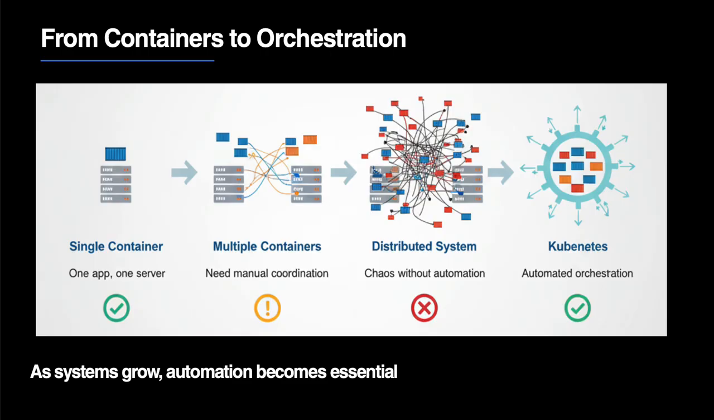You need to coordinate which containers start in what order, how they find each other, and what happens when one fails. Now imagine your system has grown to be truly distributed. Dozens or hundreds of containers spread across many servers with complex dependencies between them. At this scale, manual management completely breaks down. You need an army of operators working around the clock just to keep things running. You need automated orchestration. And this is the natural progression that leads to a tool like Kubernetes. It is not about adding complexity for its own sake, it's about managing the complexity that already exists in large scale distributed systems. When you reach a certain scale, automation stops being optional and becomes essential.